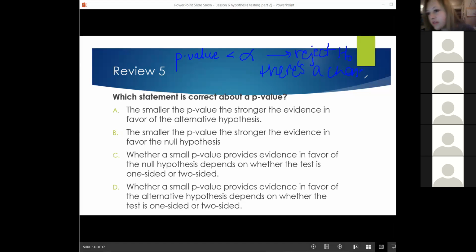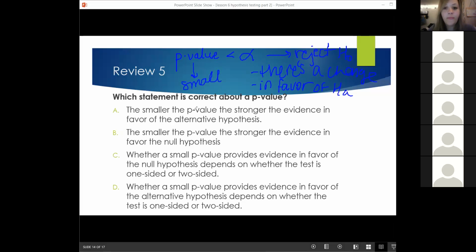Hope you can see that. There's a change, in favor of the alternative. So we're saying that there's some sort of change going on when we have a small p-value.